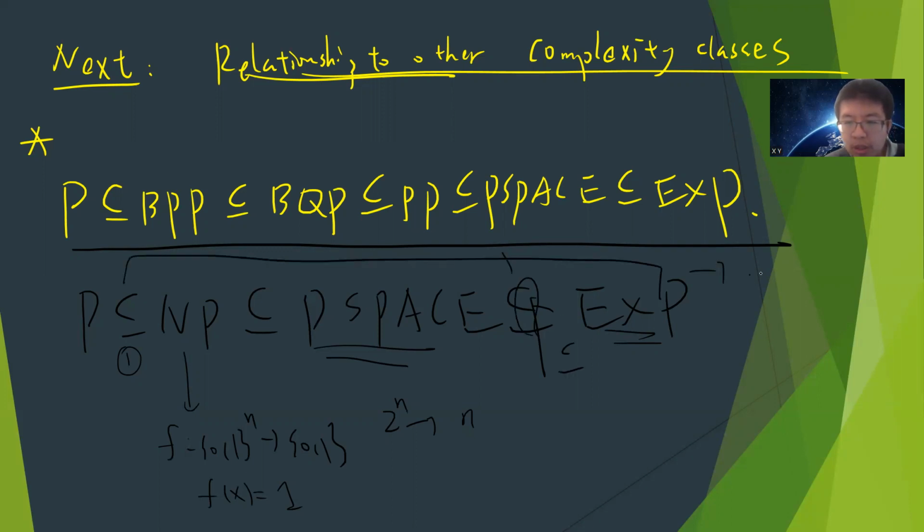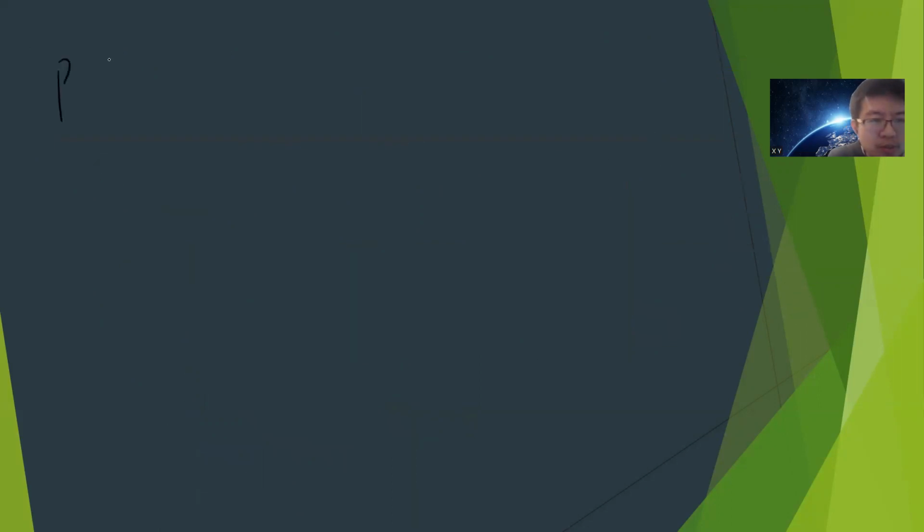And we know that these two are different. This is called the time hierarchy theorem. If you're interested, you can check out my other videos. So our goal is to show this in this video. Mainly it will be BPP and BQP.